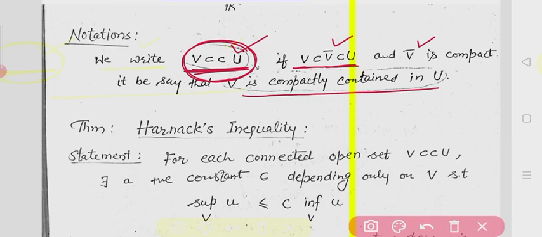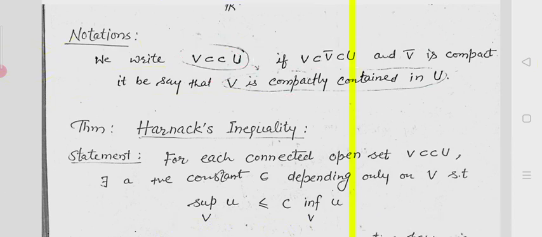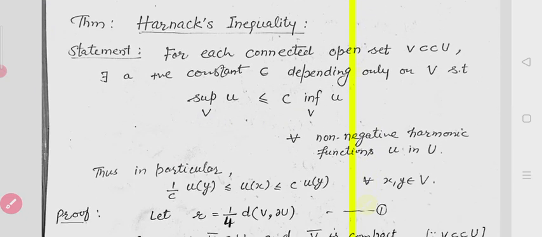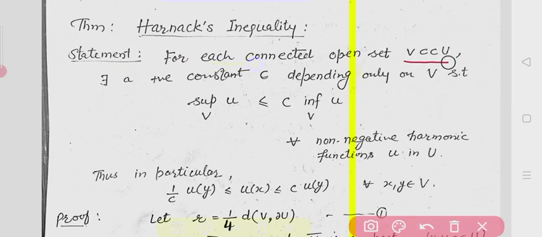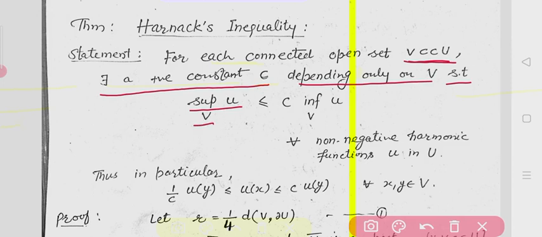Now there is the Harnack inequality. Its statement is: for each connected open set V which is compactly contained in U, there exists a positive constant C depending only on V, such that supremum of u over V is less than or equal to C times infimum of u over V, for all non-negative harmonic functions u in U.